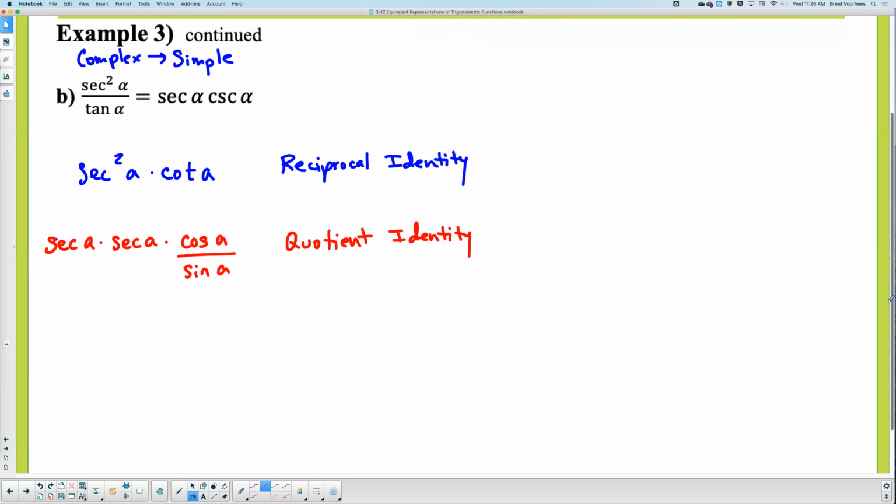Now from here, how could I simplify? You make the secant into 1 over cosine. Okay, and I'm only going to change one because I know I need to have one secant in my answer. So I'm just going to change this secant. Secant is the same thing as what in terms of sines and cosines? 1 over cosine. Now, when I change a secant to 1 over cosine, what type of identity is that? It's a reciprocal. Very good.